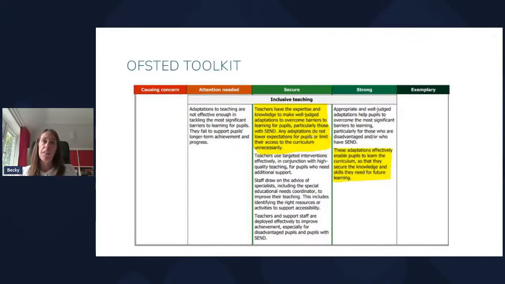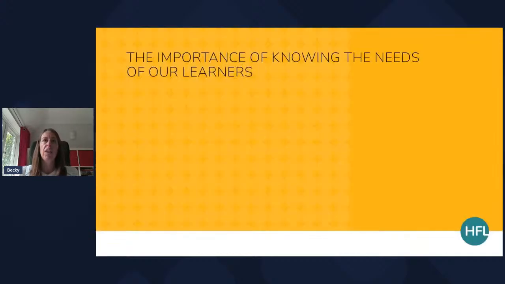And then some of you may have seen this, not set in stone yet, still under consultation, but the new Ofsted framework that we'll certainly be hearing more about from September this year. It has a spotlight on adaptive teaching running all the way through it. That focus on teachers having the expertise and knowledge to make well-judged adaptations to overcome barriers to learning for pupils, particularly those with SEND. So how can we support our teachers to do this? How can you as leaders support your teachers?